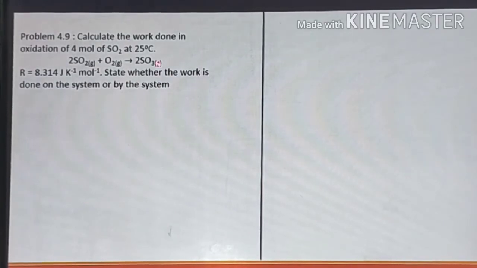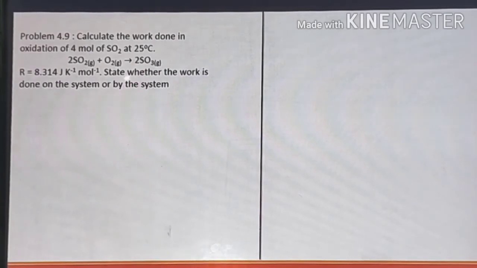See the problem carefully. They have given us the reaction in which we are carrying out oxidation of 2 moles of SO2 gas. But they are asking us to calculate the work done in oxidation of 4 moles of SO2 gas. Please remember this point. They are not only asking us to calculate the work done, but they are also asking whether the work is done on the system or by the system. So there are two things which are expected in this particular problem.